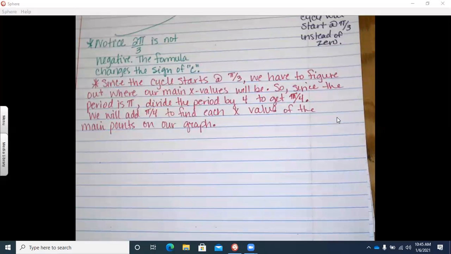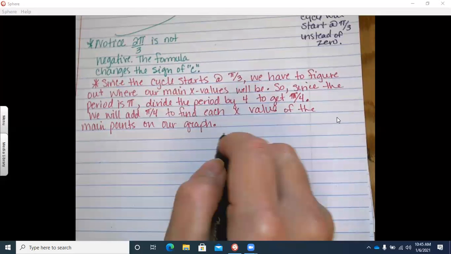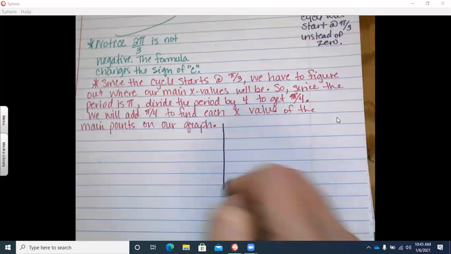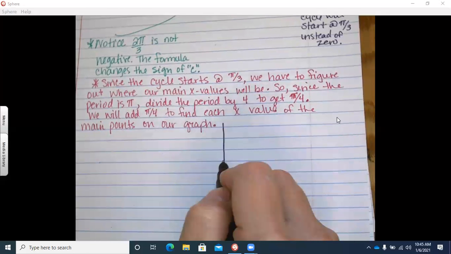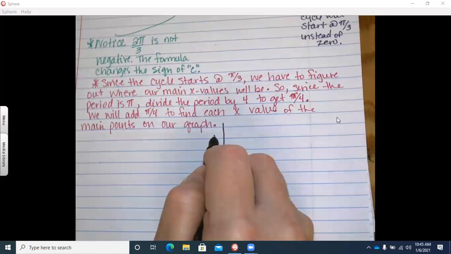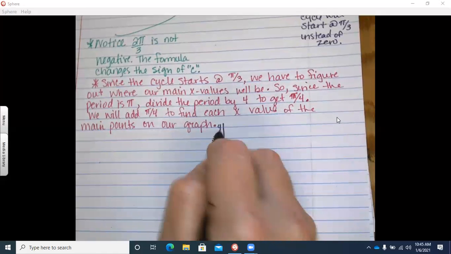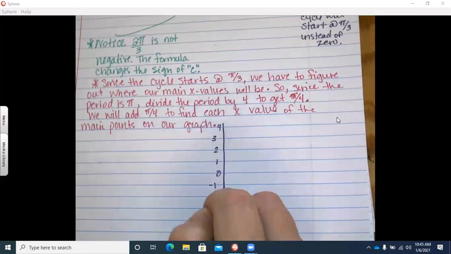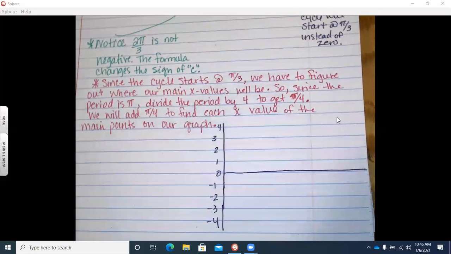Do we know what our starting point is? Pi thirds, right? The phase shift is pi over 3. That's our starting point. So let me go ahead and start with a little graph here. And what's our amplitude? 4. 4, 3, 2, 1, 0. So I know my graph is starting at pi thirds. I'm just estimating where that is.